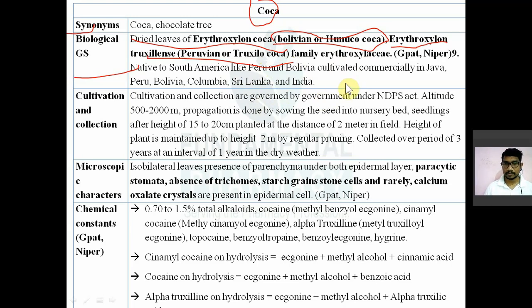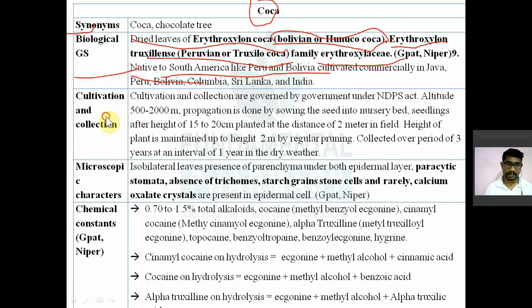Both belong to family Erythroxylaceae. For GPAT and NIPER, both are important: which is the Bolivian variety and which is the Peruvian variety. When we were studying for NIPER, they used to ask this question. What is the geographical source? It is native to South America, like Peru and Bolivia. That region of South America is where it is cultivated. Also cultivated in Sri Lanka, India, and Colombia.